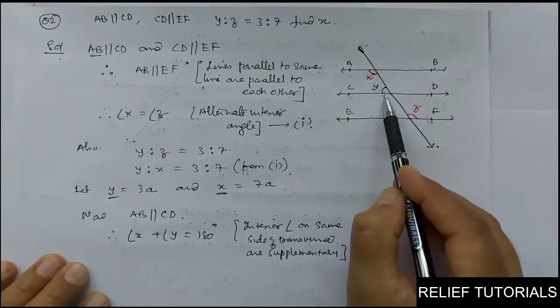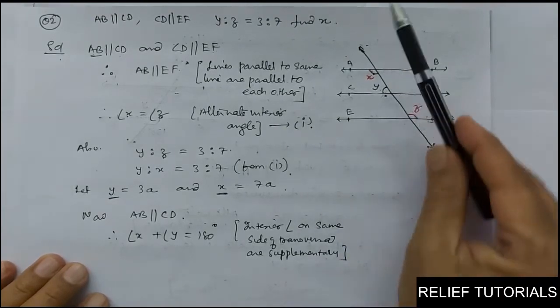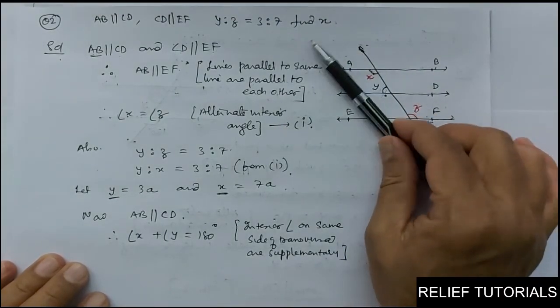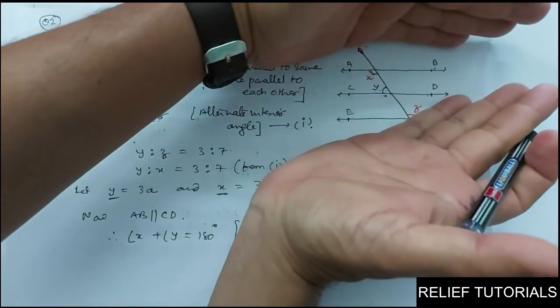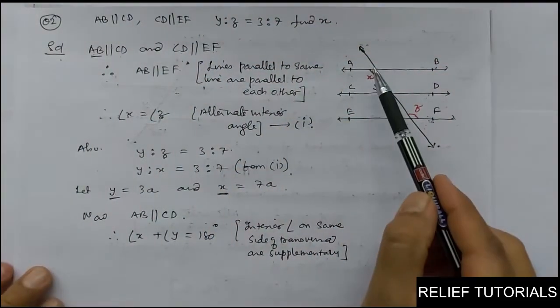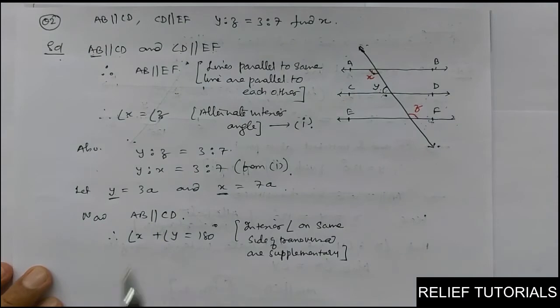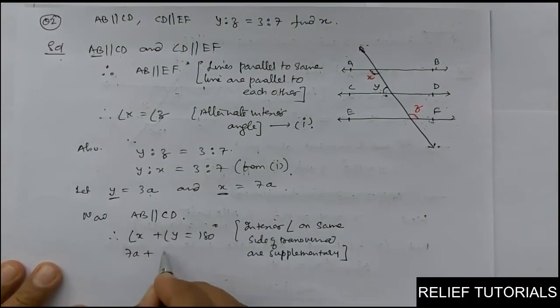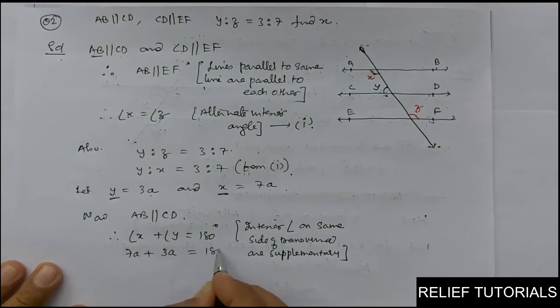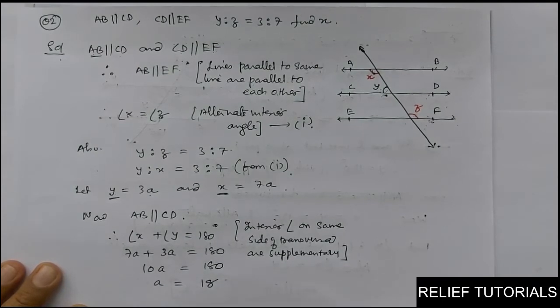So these two angles X and Y are interior angles. They are on the same side of the transversal and they are within the two parallel lines. Clear? So they are interior angles on the same side of the transversal, so the total is 180. Now we have Y equal to 3A, X equal to 7A. So 7A plus 3A is equal to 180. 10A is equal to 180. So A is equal to 18. So we got the value of A.